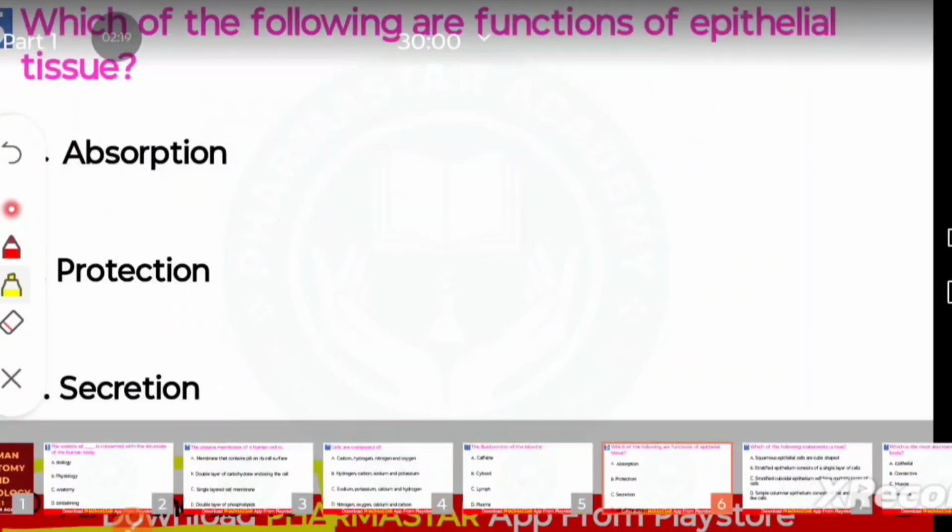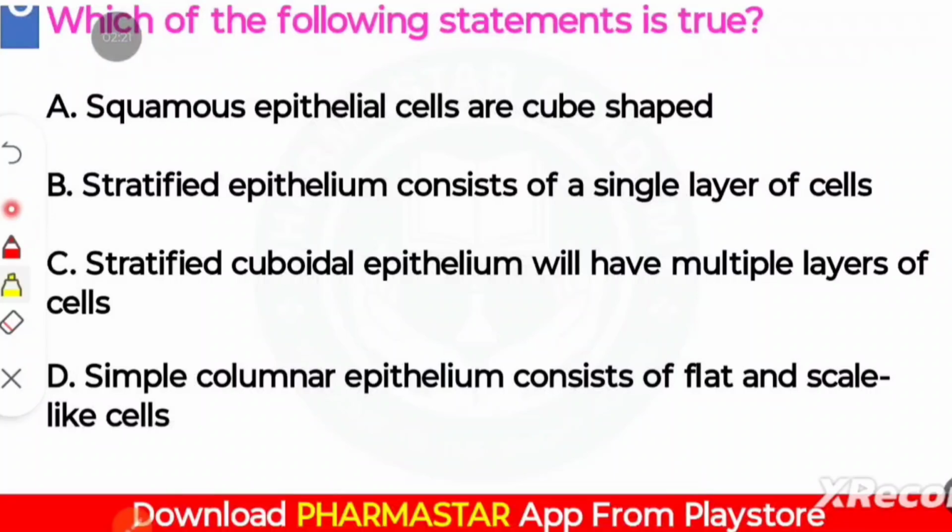Question number 6. Which of the following statements is true? Option A squamous epithelial cells are cube shaped. B stratified epithelium consists of a single layer of cells. C stratified cuboidal epithelium will have multiple layers of cells. D simple columnar epithelium consists of flat and scale-like cells.